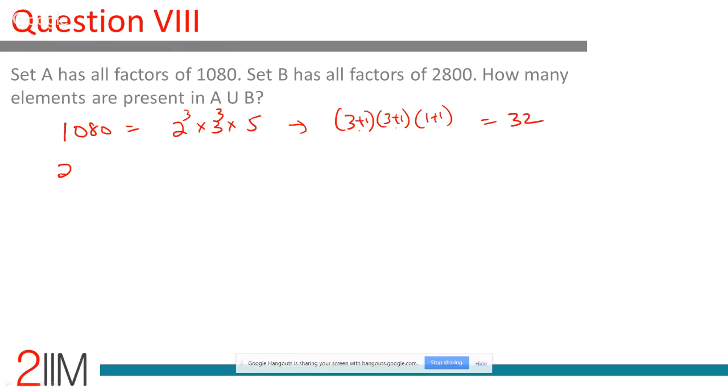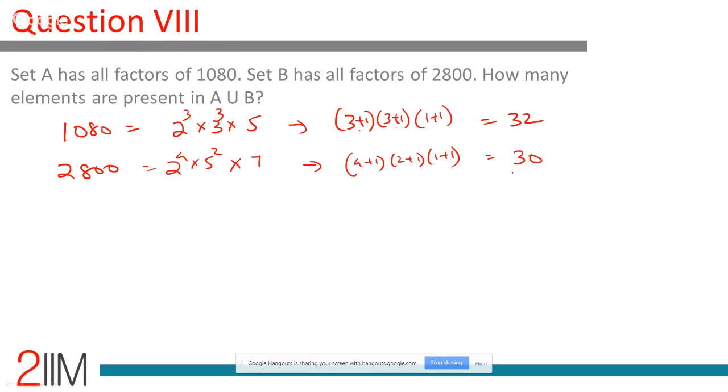Now set B is going to be just 2800. That is 2 squared into 7 into 2 squared into 5 squared, so 2 to the power 4 into 5 squared into 7. I'm just prime factorizing 2800. How many factors does this number have? 4 plus 1 into 2 plus 1 into 1 plus 1. 5 into 3, 15 into 2, 30.